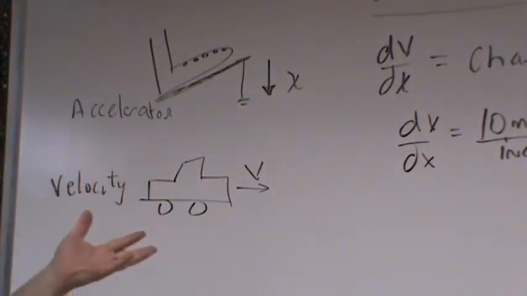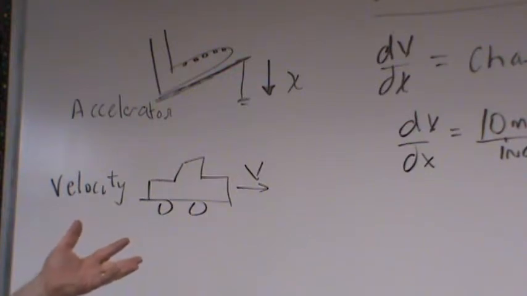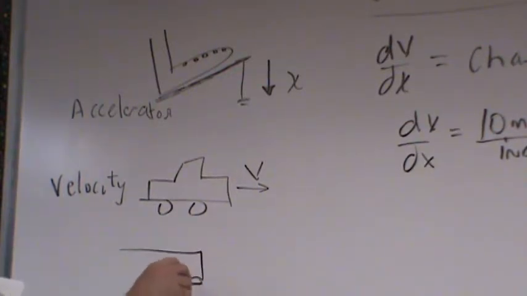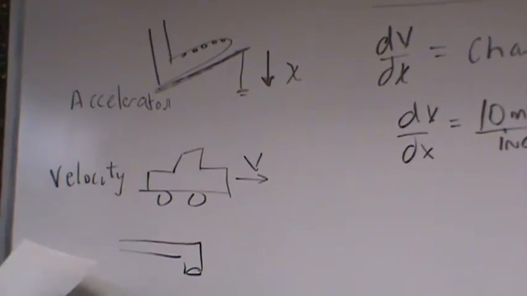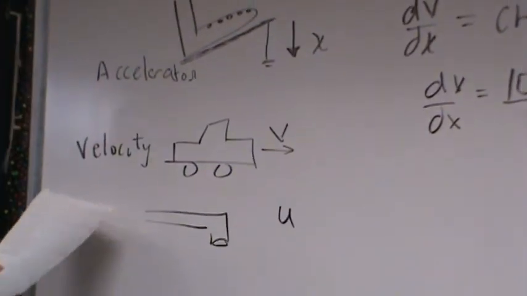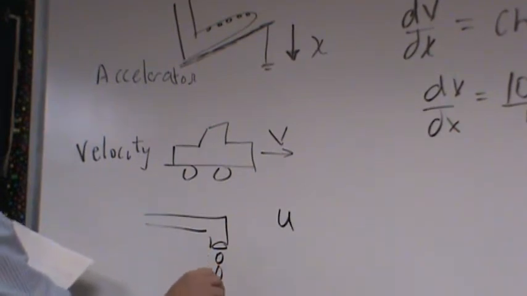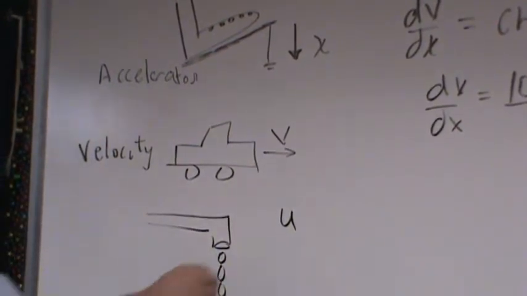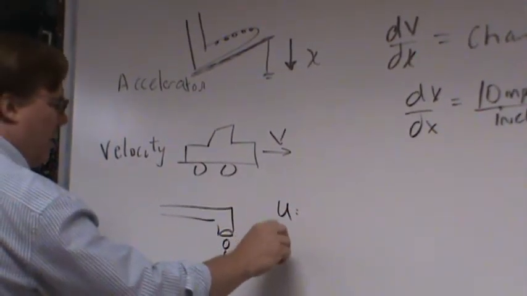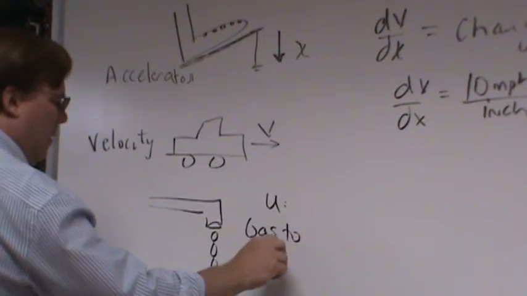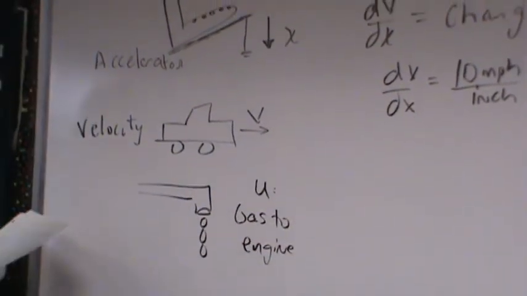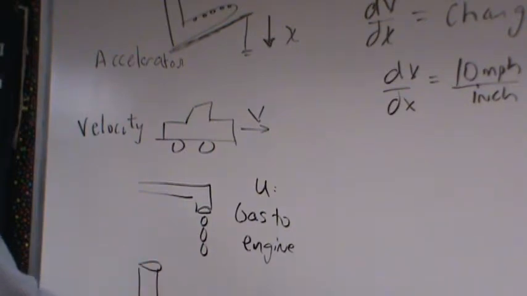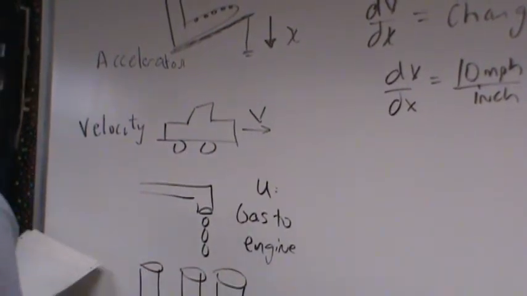Thank you very much. I'm giving more gas to the engine. Okay, so I'm going to define a new variable, a variable called u, and u is going to be gas to the engine. So here's the gas, and I'm going to make some pistons. Just a second. So it looks like an engine.